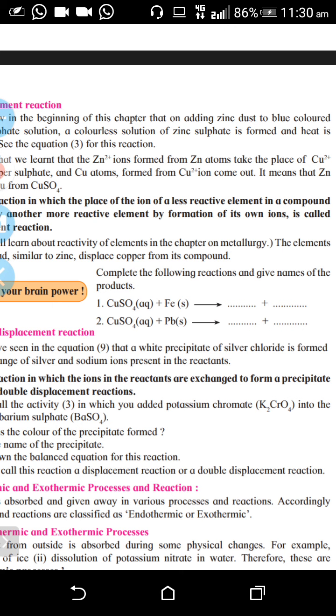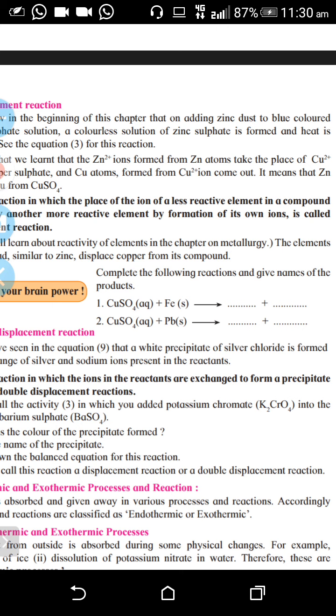So when the products are formed, this Fe will combine with the negative SO4, and a new substance is formed. That means what is the product? FeSO4 plus Cu. So Cu, the copper, will be displaced. Okay. So in the reaction, when iron is added to blue colored copper sulfate solution, then what is formed?